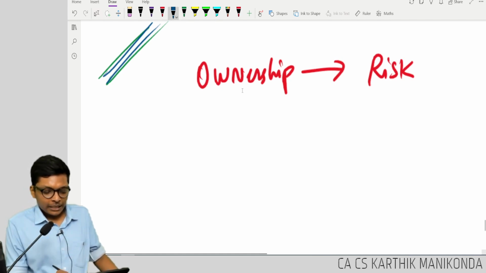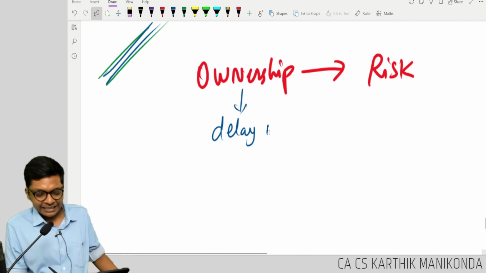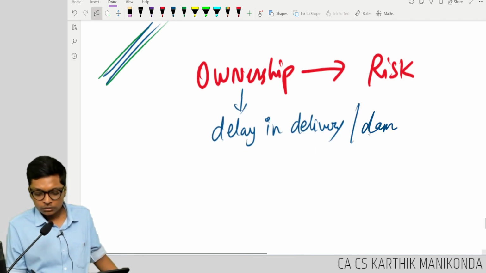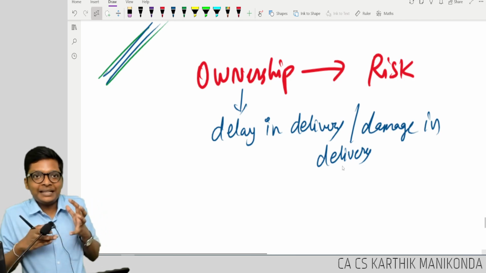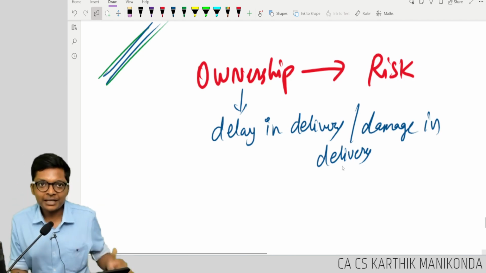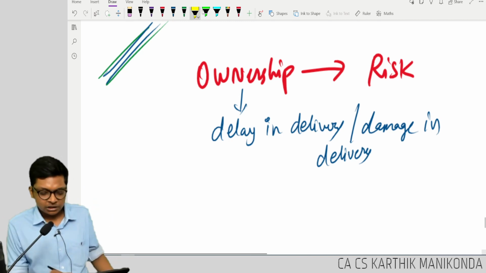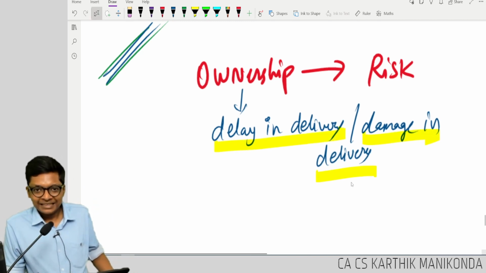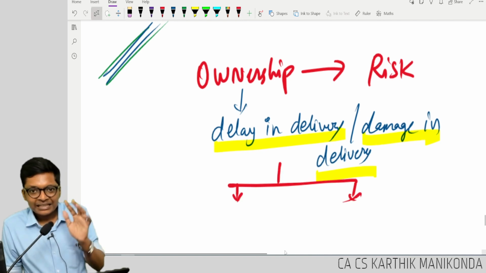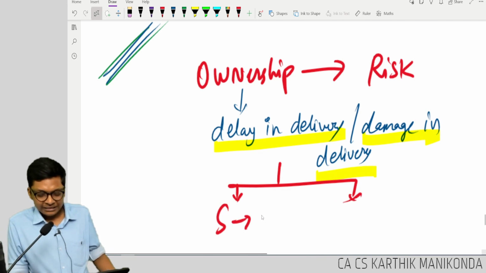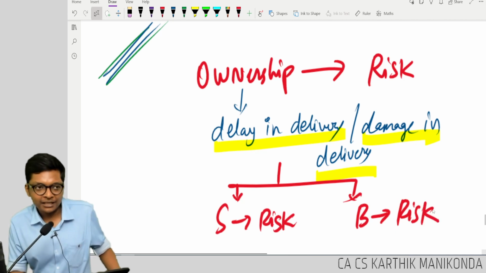However, if there is a delay in delivery or damage in delivery, see, that exhaust petrol is normal damage which is bound to happen. But here I am talking about all goods damaged, delay in delivery or damage in delivery happens. Whose fault it is, they will bear the risk. If it's the fault of the seller, the seller will bear the risk. If it's the fault of the buyer, the buyer will bear the risk.